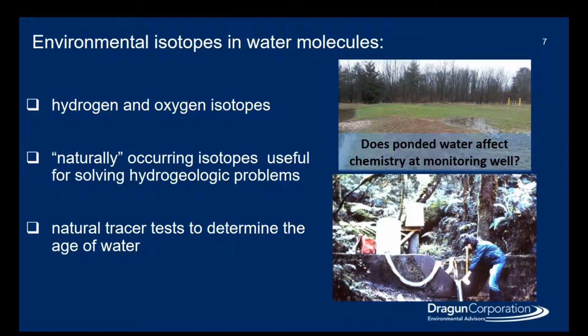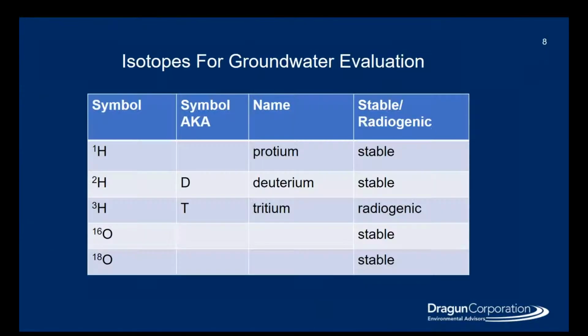And another test that we can do is if we're looking at runoff in a catchment, when did the water in the stream originate? Is it water from the current precipitation event, or is it water from previous precipitation events? We can determine that with isotopes.